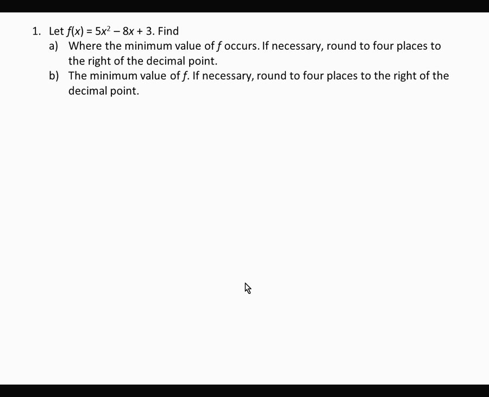Some examples. Number 1, let f of x equal 5x squared minus 8x plus 3. We're going to find in part A where the minimum value of f occurs, if necessary, round to 4 places to the right of the decimal point. Notice it says if necessary, it may not be. And B, we're going to find the minimum value of f. Again, if necessary, round to 4 places to the right of the decimal point. Okay, in terms of x and y, in part A we're looking for x, in part B we're looking for y. Now the calculator will actually do both at the same time.